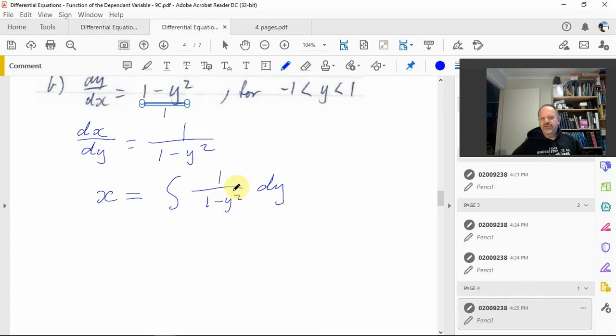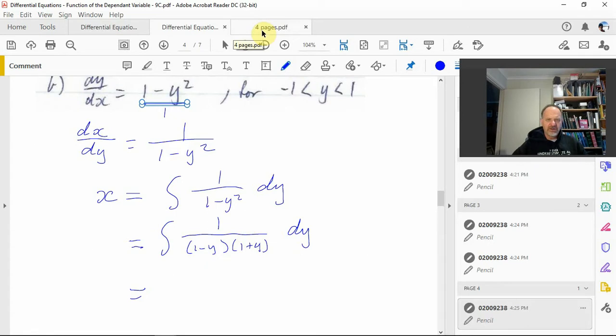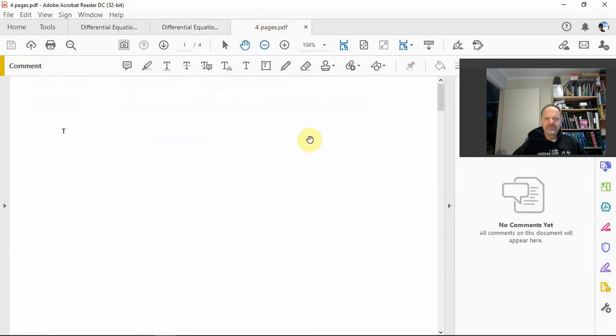All right, if you notice, the bottom here is a difference of perfect squares. So it's 1 minus y times 1 plus y dy. So what we've got to do is do something with this. And the something we've got to do with this is partial fractions. So I've got another page here I'm going to look at.